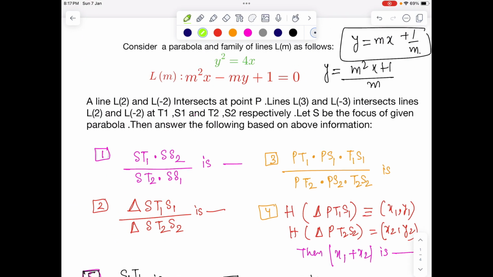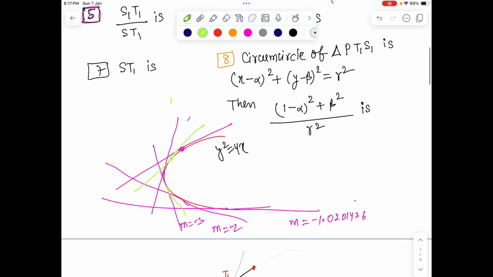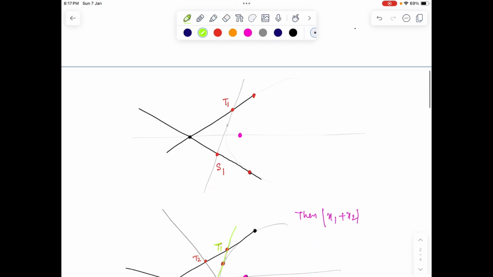Clearly, when m tends to infinity, it will be y by m equal to x, because when m tends to infinity, this term will almost die, and we get x equal to 0, which is the y-axis, which is fundamentally the vertical tangent. Now, once we have filled the problem, let's move ahead. And let's fetch a diagram.